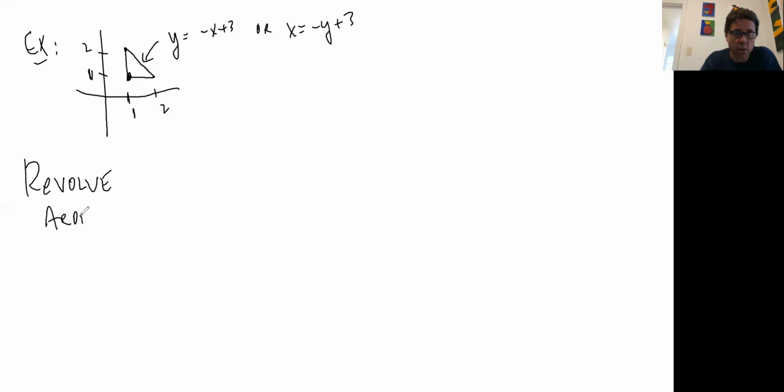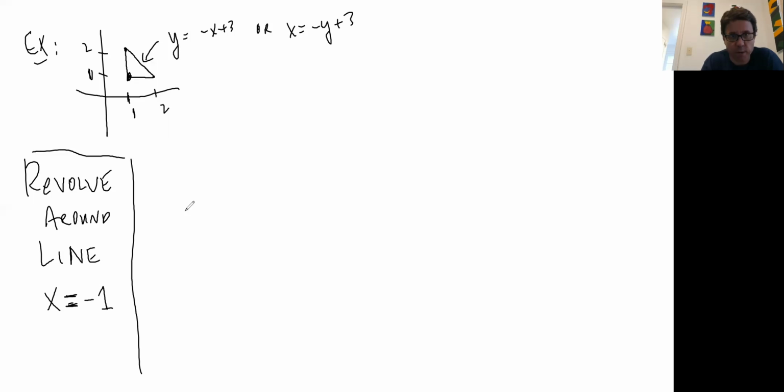around the line x equals negative 1. Why would you want to do that? Well, it's math class. So here's the x-axis. X equals negative 1 is down here. So I want to take my object and I want to revolve it around this line now.